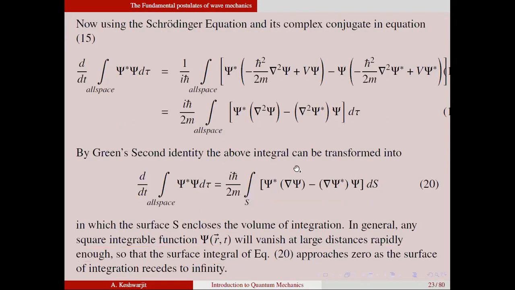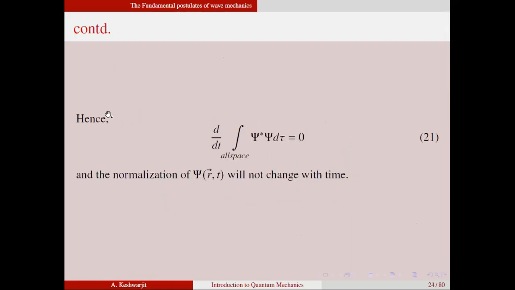Hence, since this right hand side is 0, what do we get? d/dt of the integral of psi star psi d tau is equal to 0, when this is integrated over all space. And the normalization of psi will not change with time. Thus, we have proved that a wave function which is once normalized will remain always normalized. And how is that expressed mathematically? Mathematically, the rate of change of this integral with respect to time is 0.